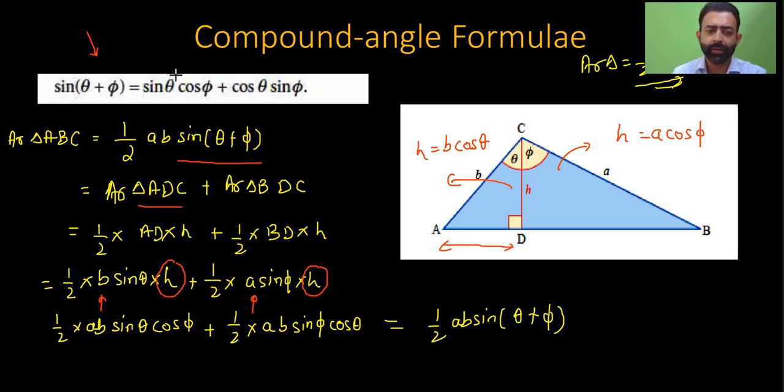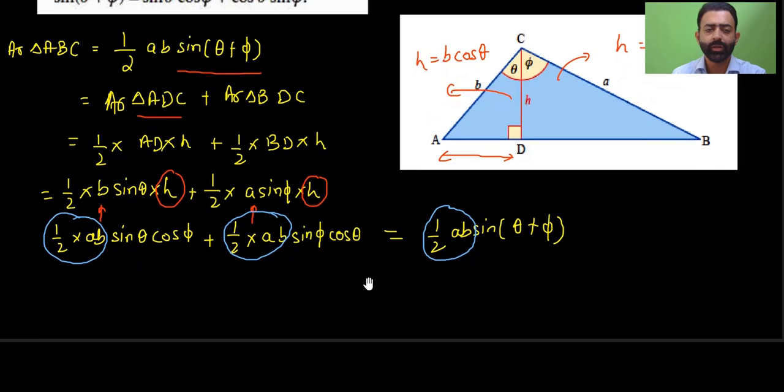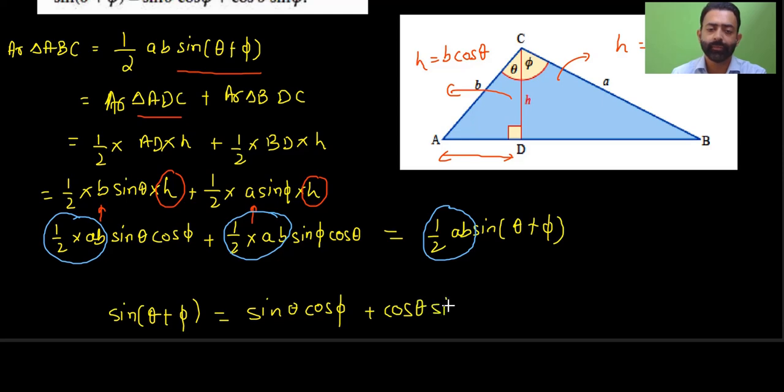Now I have half AB here, and half AB in the first, so these half AB and half AB will get cancelled out. You will arrive at the final formula for sin theta plus phi, which you need to remember. This is sin theta cos phi plus cos theta sin phi. First you will evaluate sin theta, then cos phi, plus cos theta and then sin phi.